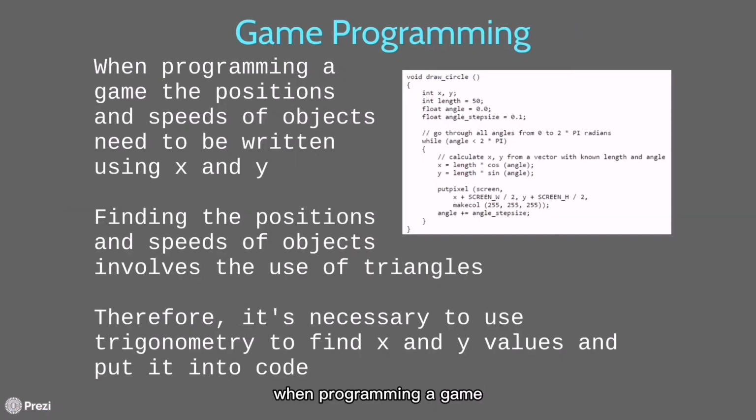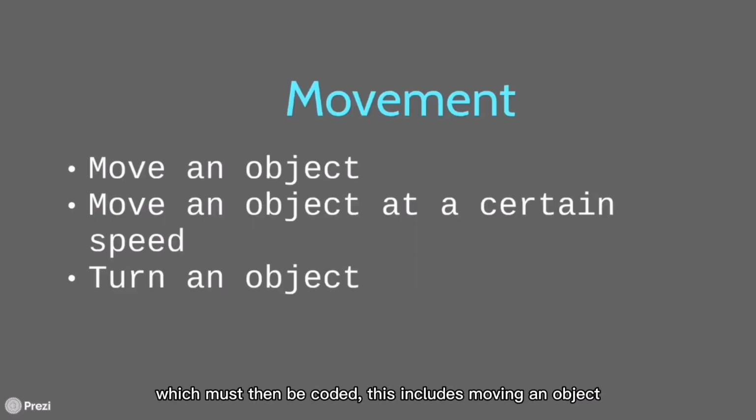When programming a game, the positions and speeds of objects must be written in x and y coordinates. Triangles are used to determine the position and speeds of objects. As a result, trigonometry must be used to calculate x and y values, which must then be coded. This includes moving an object at a specific speed, and turning an object.